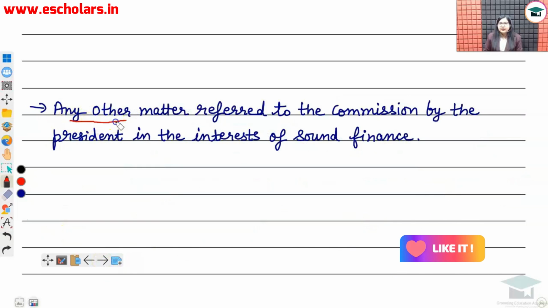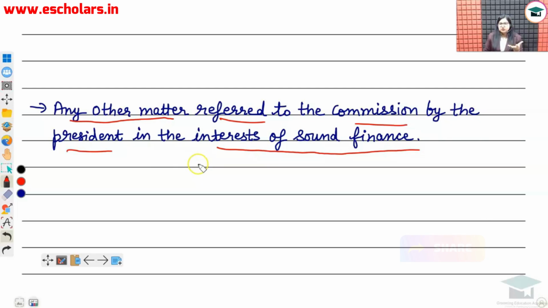Also students, any other matter referred to the commission by the President in the interest of sound finance. So the Finance Commission is basically a body which takes sound financial decisions. If the President of the country requires any financial advice, then he refers to the Finance Commission and the Finance Commission provides the advice. So, any other matter referred to the commission by the President in the interest of sound finance.